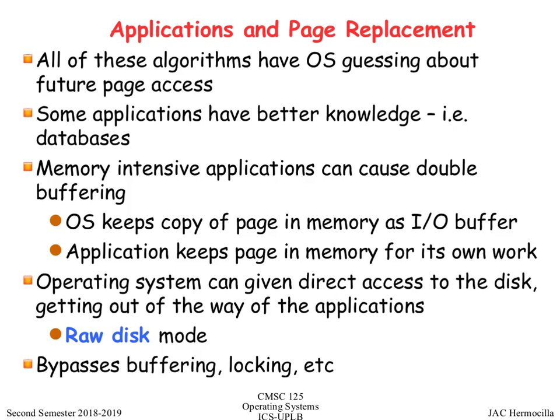So all of these algorithms have the OS guessing about the future page access. Some applications have better knowledge, like databases, and what do they do? Perhaps you have not encountered this, but if you've used Oracle, if you use an Oracle database, it will not use the default page replacement algorithms provided by the host operating system like Linux. Oracle is a powerful database and it is quite advanced. When you install it, it will require you to create what is called a raw disk.